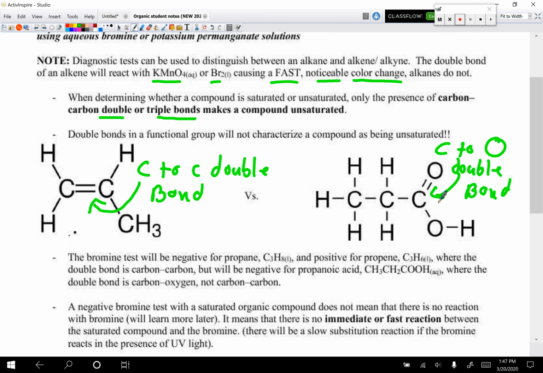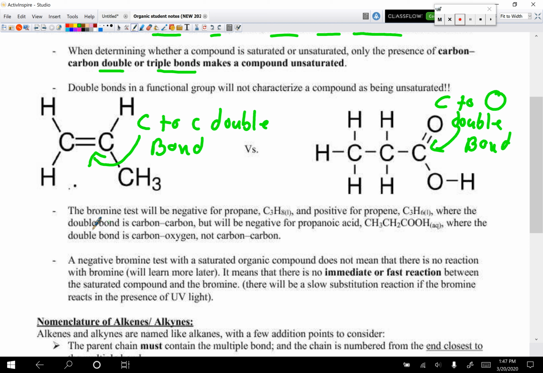So this one will give a negative test on the diagnostic test. All right, and that's what this little paragraph down here explains. So a bromine test will be negative for propane because it's fully saturated, and positive for propene because it's unsaturated, where the double bond is carbon to carbon. Now it will also test negative for propanoic acid, which is this one right here, where the double bond is between carbon and oxygen and not carbon to carbon.